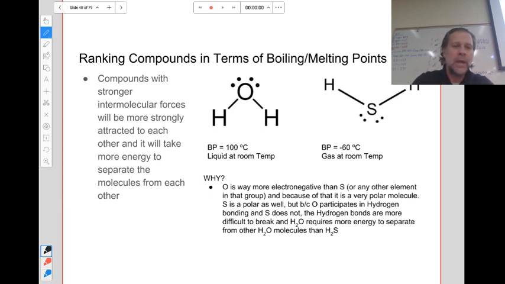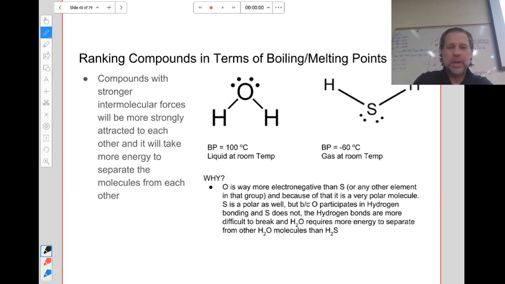So again, compounds with stronger intermolecular forces are more strongly attracted and will require more energy to separate the molecules from each other. So the stronger the intermolecular force, the greater the boiling point and melting point for that matter. That is a pretty solid rule of thumb.